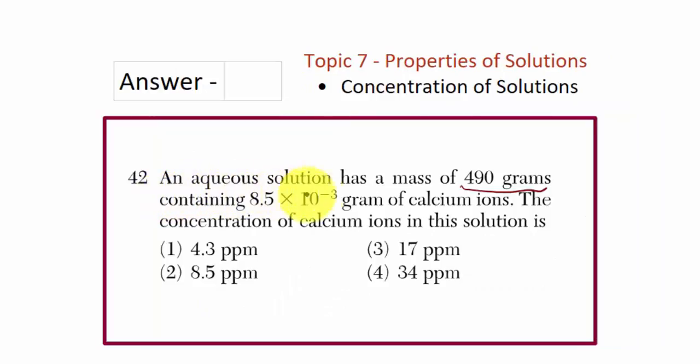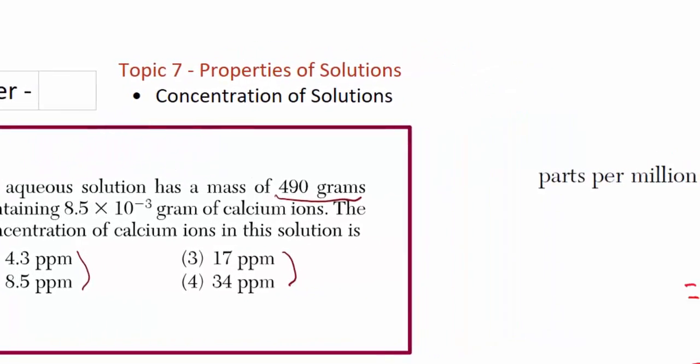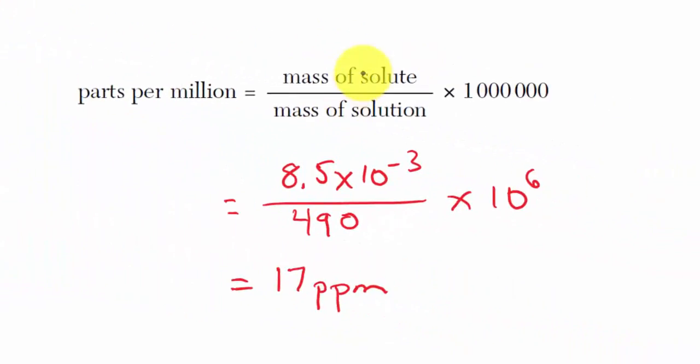Question 42. An aqueous solution has a mass of 490 grams and it contains 8.5 times 10 to the negative third grams of calcium ions. The concentration of the calcium ions in this solution is, you can see from the answers they want us to calculate in parts per million. So we go to table T, we bring up the formula for parts per million, here it is, and we plug in what we know.